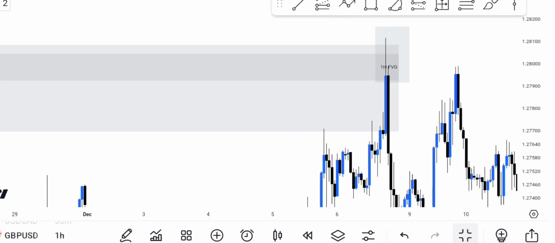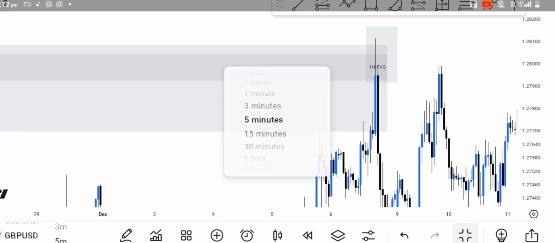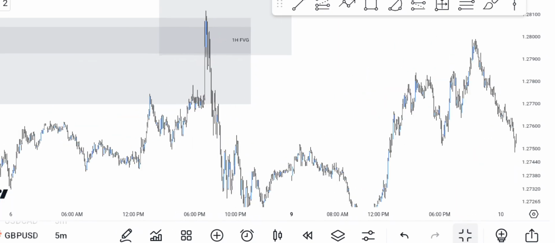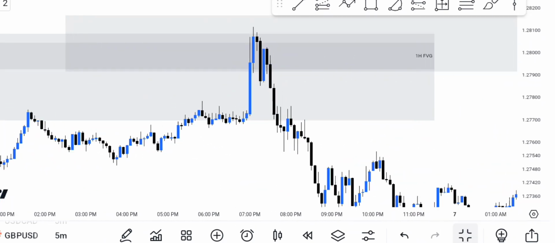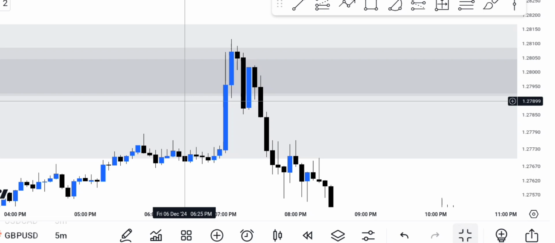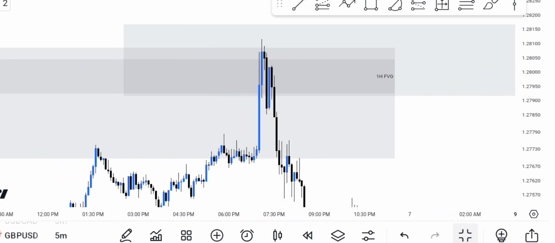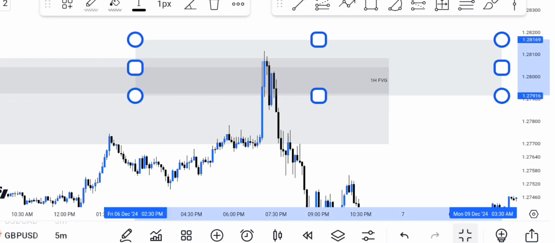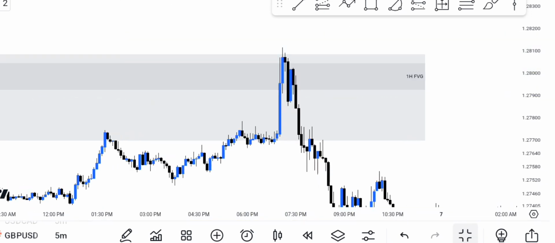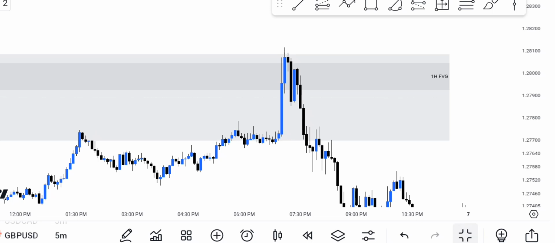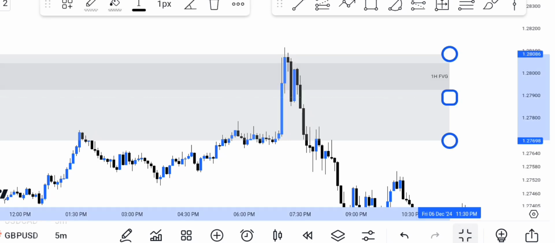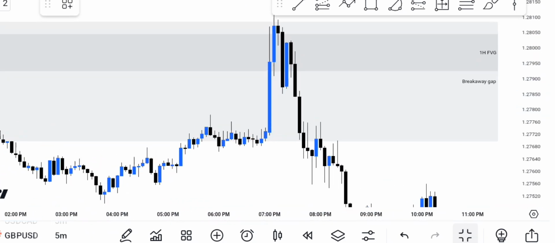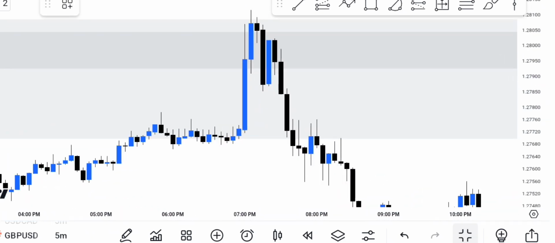Let's check it out here. Let's move on to our 5-minute. You can use 3-minute, 4-minute, or 5-minute for confirmations. Okay, you can see price taps this 4 hours breakaway gap and 1 hour fair value gap. And after this, just wait for a market structure shift.